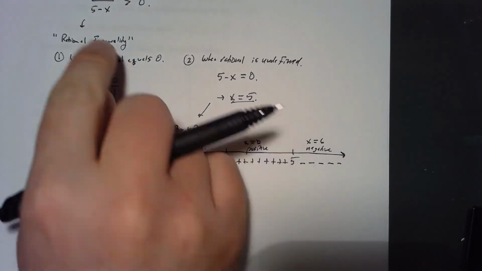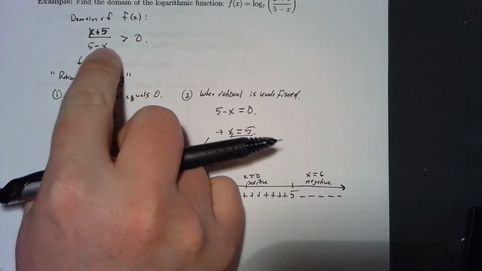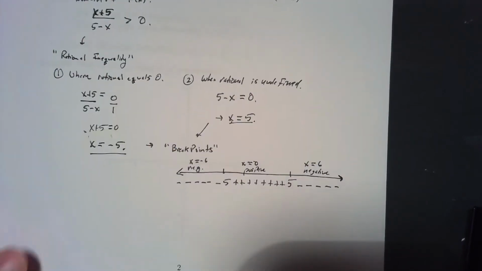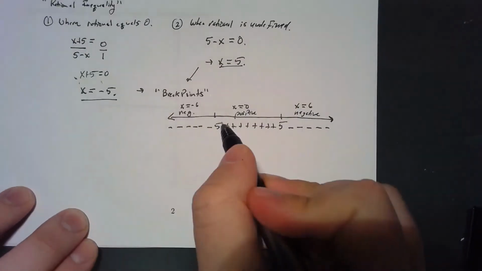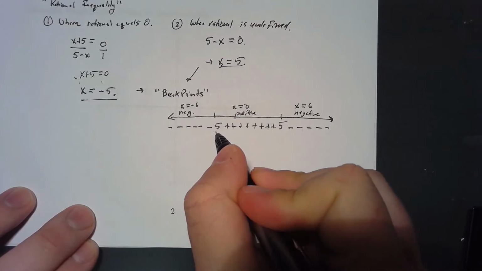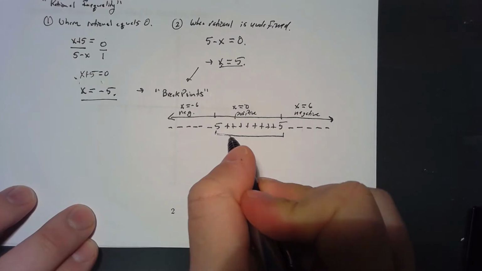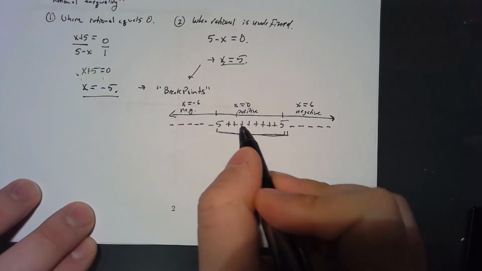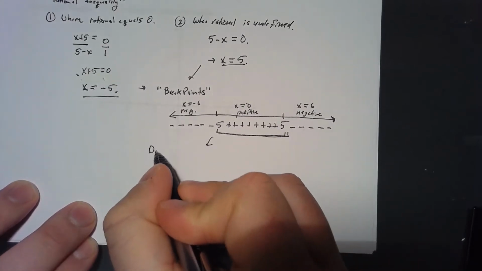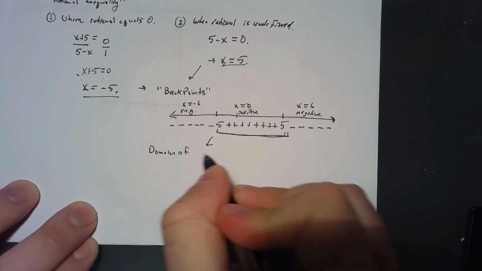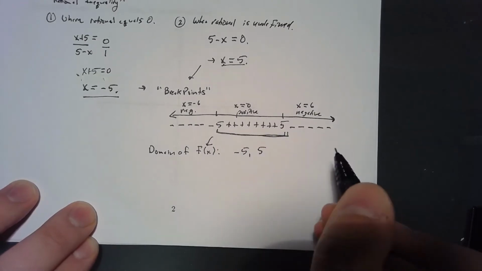So to answer the question of when this is strictly greater than 0, that means when this is positive. If this is greater than 0, that means it's positive. So which intervals are positive? Well, it's going to be this interval right here. The interval that's positive will be from -5 to 5. So that's my domain of the function. It'll be from -5 to 5.